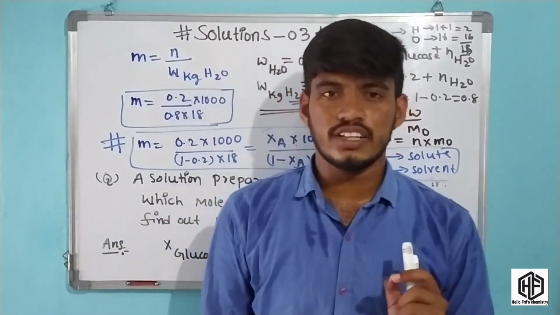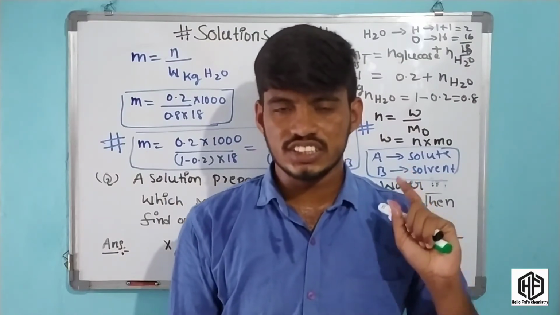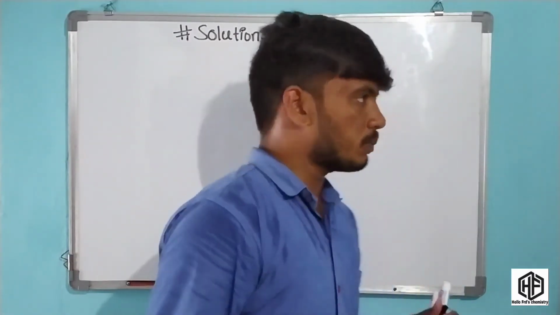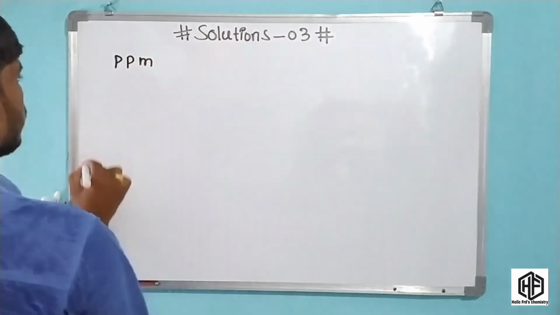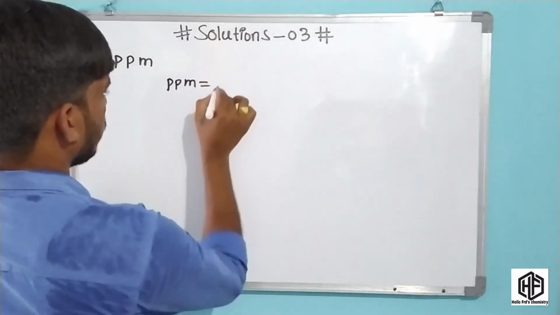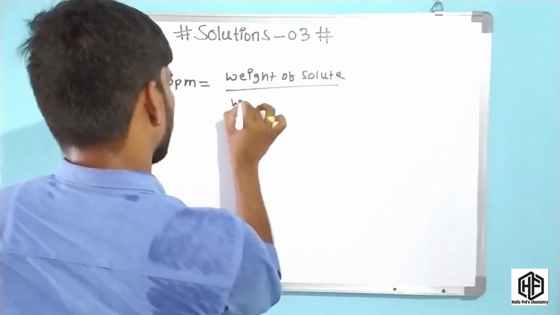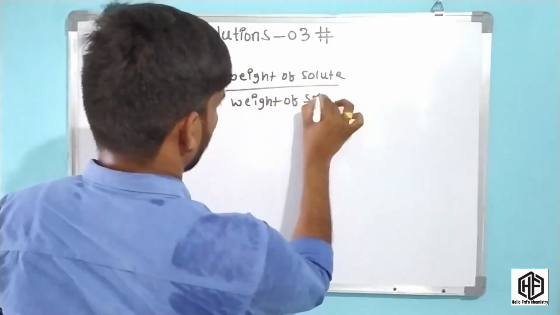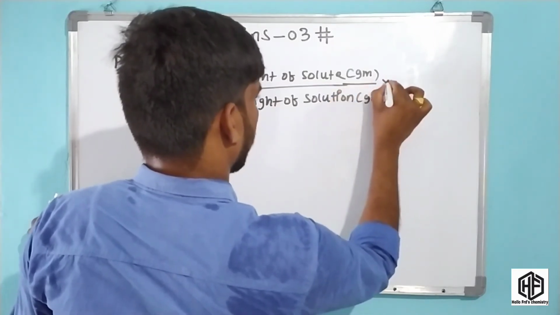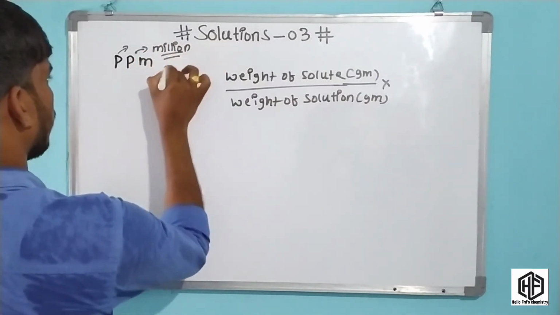Now one last important temperature independent term is called parts per million, ppm. ppm is calculated as the weight of solute by weight of solution, in grams, into 10 to the power of 6. ppm means parts per million, and million is 10 to the power of 6.